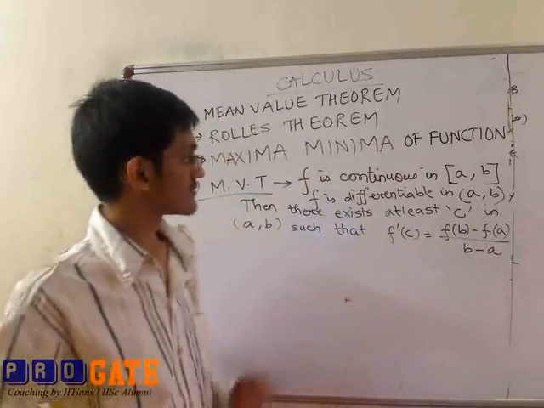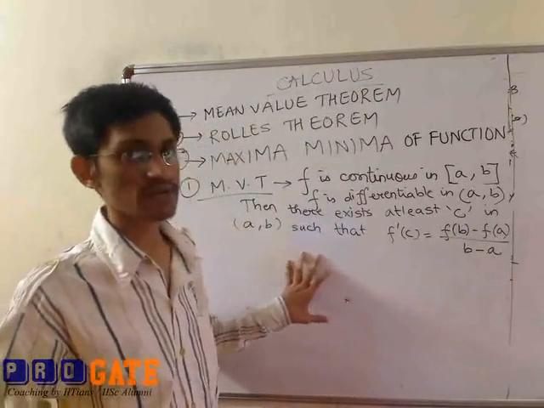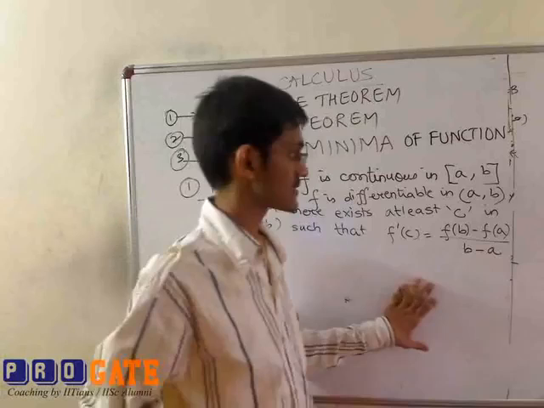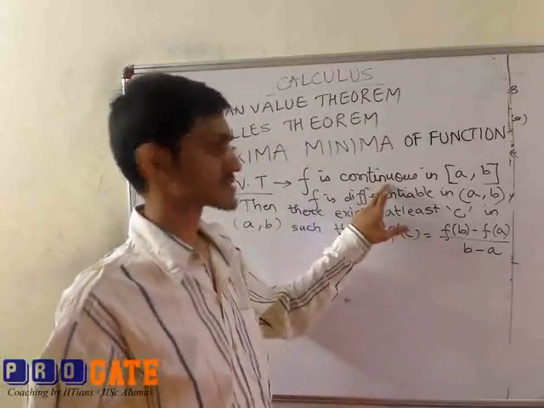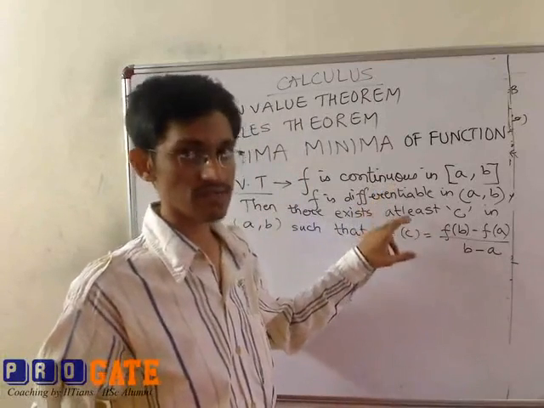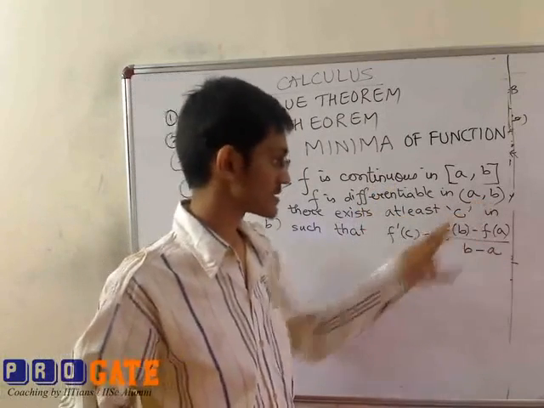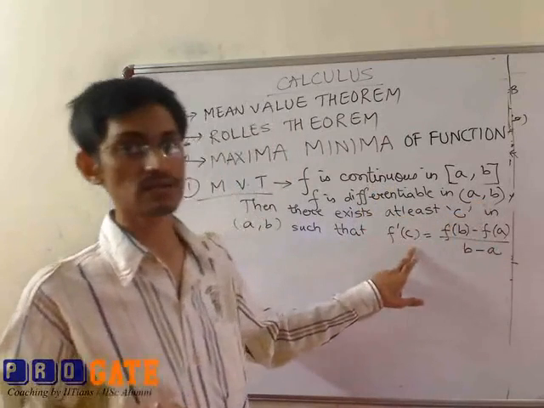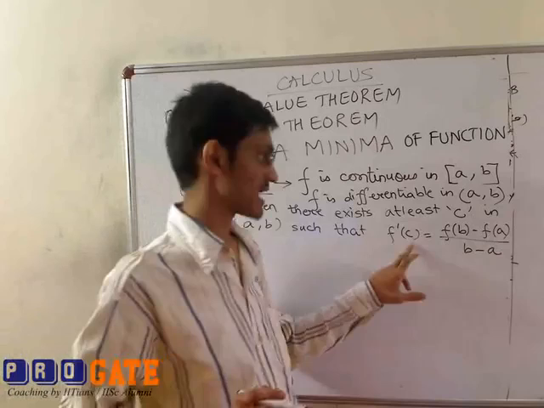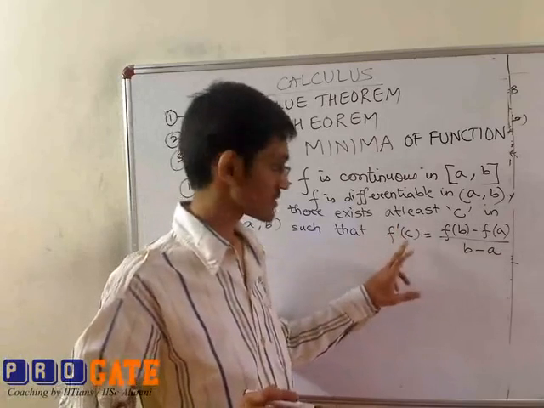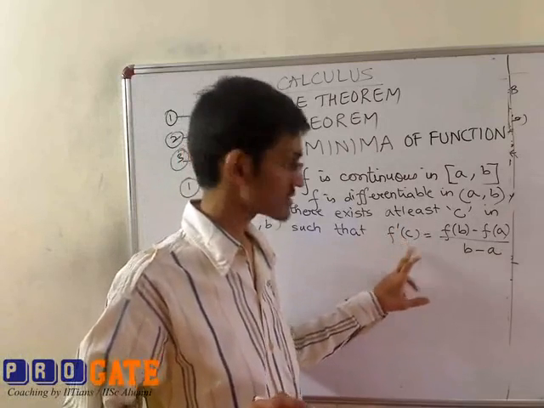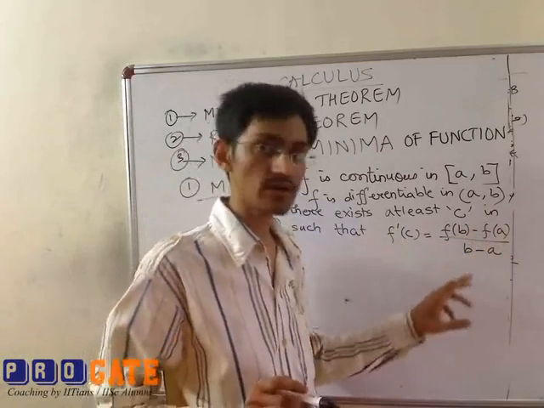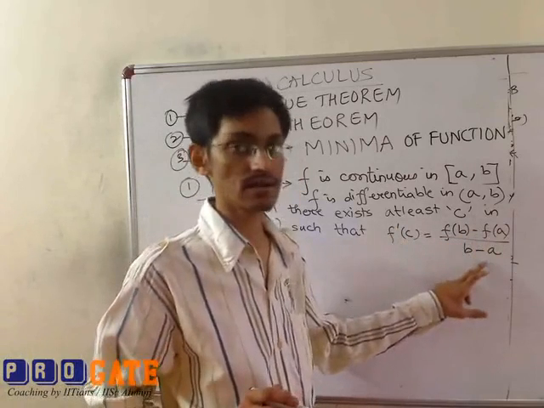So what does the mean value theorem give you? For an interval a and b, f is continuous and differentiable in the open interval a comma b, then there is at least one point c which would be having the slope of the function at that point to be equal to f of b minus f of a upon b minus a.